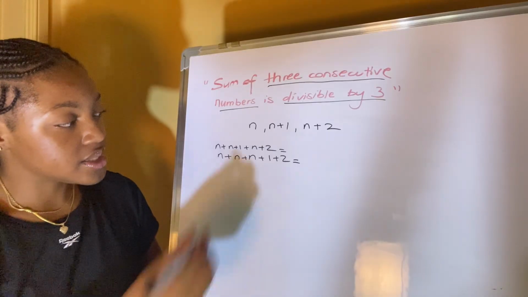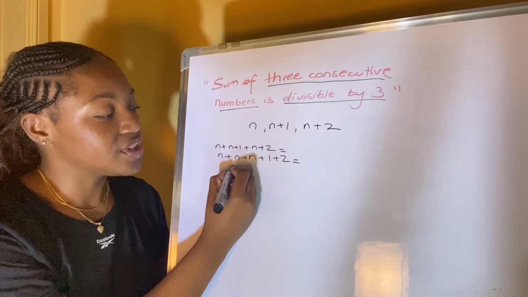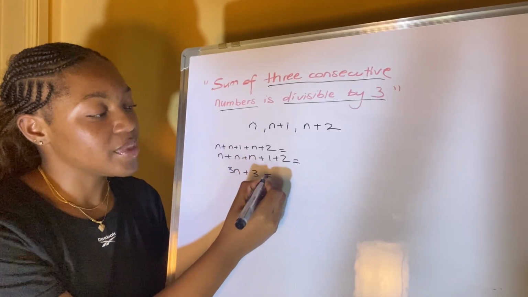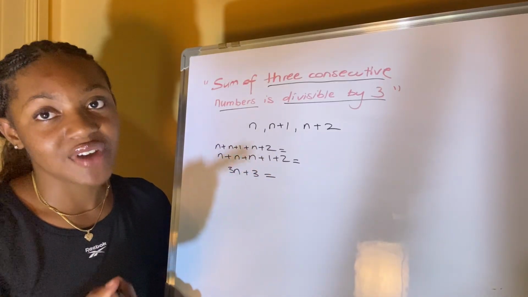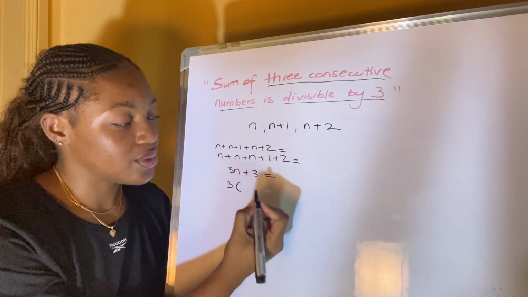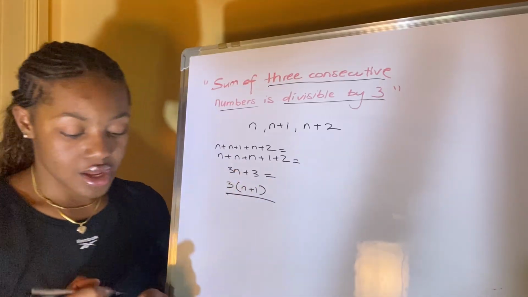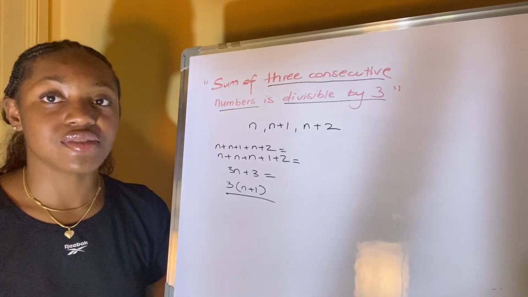Next we're going to simplify. So n plus n plus n would give us 3n. 1 plus 2 would give us 3. From here, we see a common factor being 3. That means we're going to factorize 3. So we're going to have 3, and then in bracket, we're going to be left with n plus 1. And that's the expression we get when we add these consecutive terms.